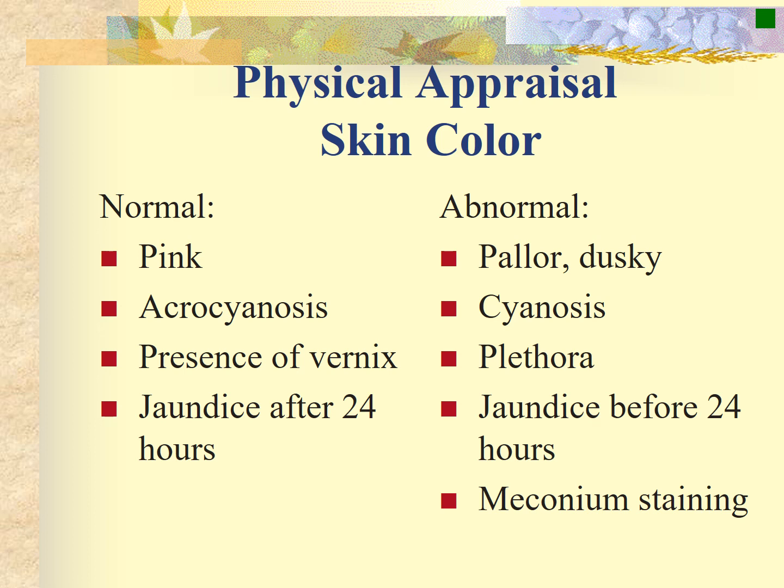The jaundice before 24 hours, that means that baby has a liver that's being forced to work harder than it should initially, so there's a potential problem. And then meconium staining, which is just the yellowing. If they've been exposed to meconium stained fluid, it's going to be a yellow staining on their skin.